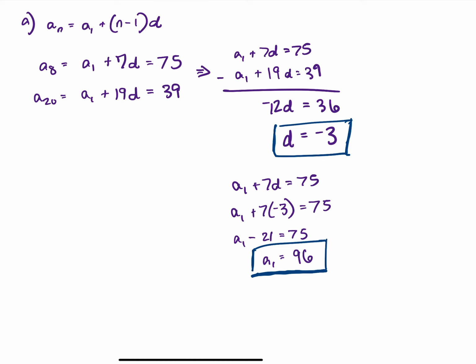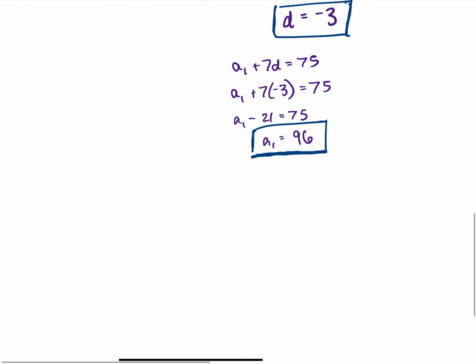So part B asked for a recursive formula. So with a recursive formula, we want to list our first value. And then we can say in general, a sub n would be our previous term, a sub n minus 1, plus the common difference. In this case, it's a negative common difference, so we can write it as subtracting 3.